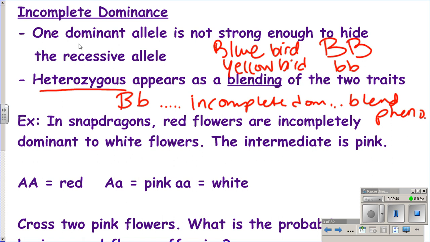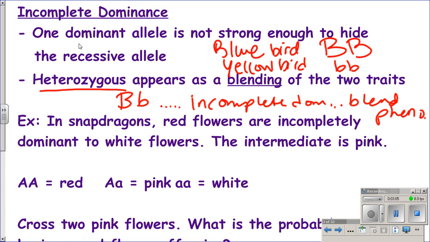What color do you think is going to occur when a blue bird mates with a yellow bird? A green bird. So just like here, you've got your yellow bird and your blue bird. This is big B, big B. This is little b, little b. They make heterozygous babies. It makes a totally different phenotype, not the same at all.